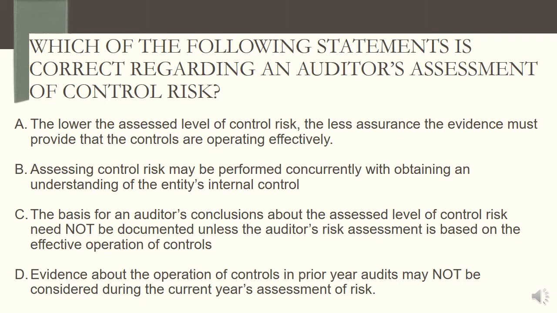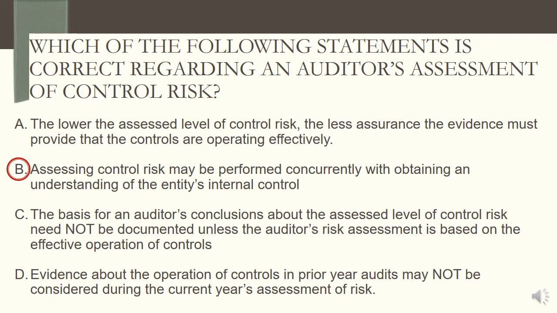Let's try another one. Which of the following statements is correct regarding an auditor's assessment of control risk? And I'll give you a couple seconds to think through it. All right, the correct answer is B. Assessing control risk may be performed concurrently with obtaining an understanding of the entity's internal control. Let's take a look at some of the other choices and decide why they're wrong.